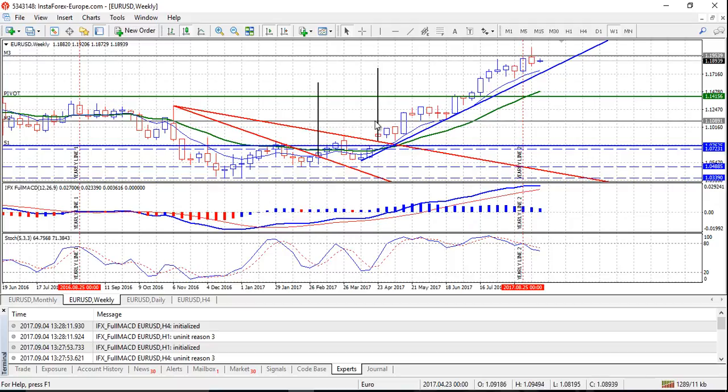So this is the weekly chart of the euro USD. I am now trading the euro USD pair, and as you can see, I just want to highlight what the trend is.